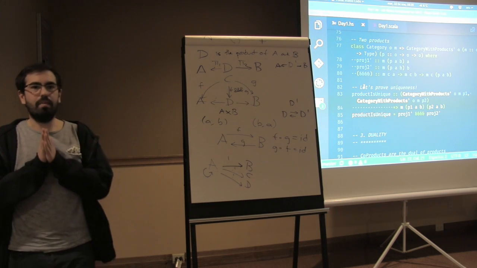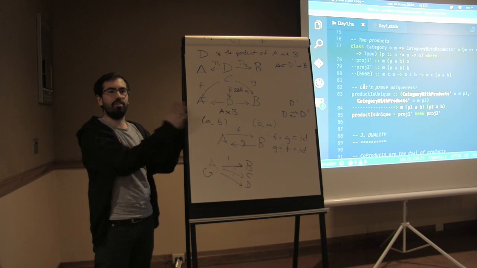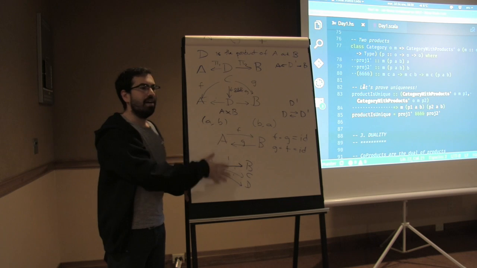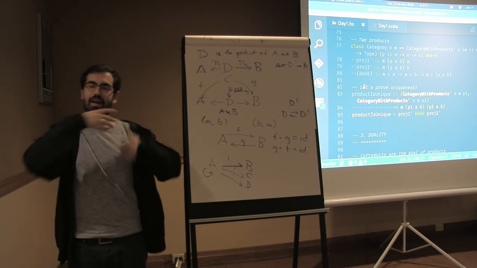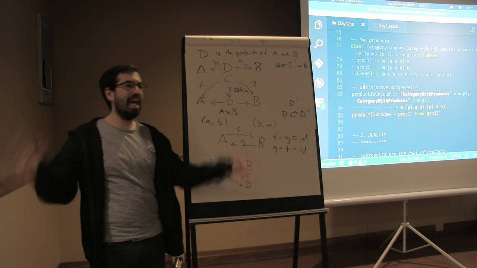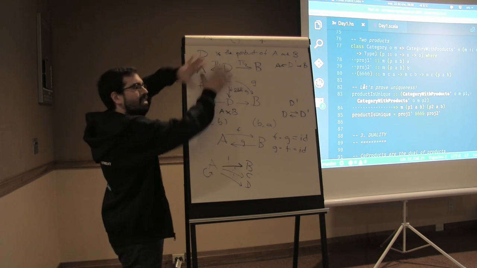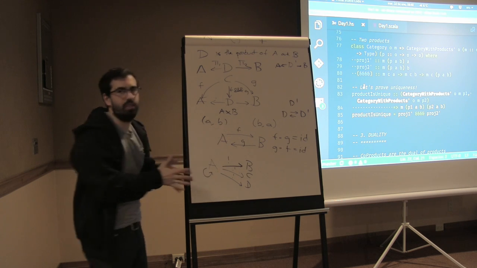So this is universal construction. There are many of them. You have terminal objects, you have notions like equalizers, ends, a lot of them. But they all have the same idea. You have a diagram and there's some notion of uniqueness between these two things.